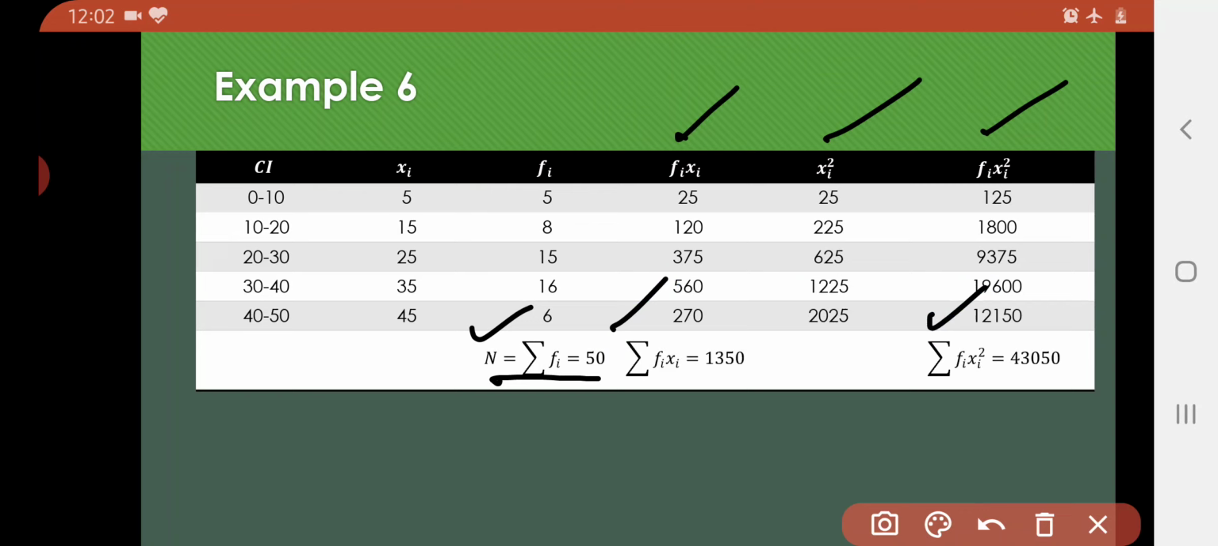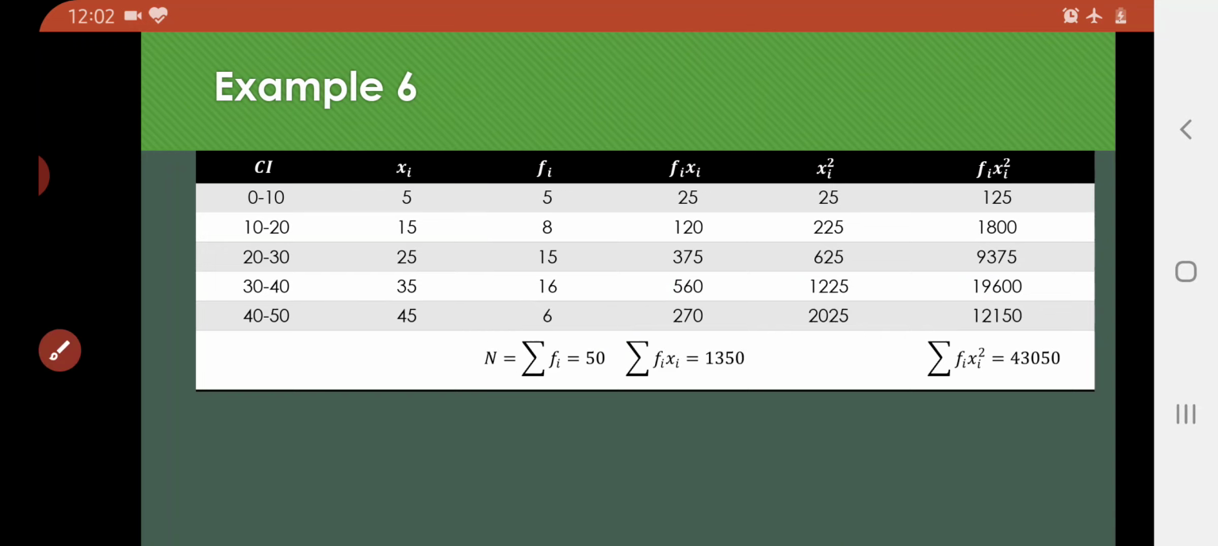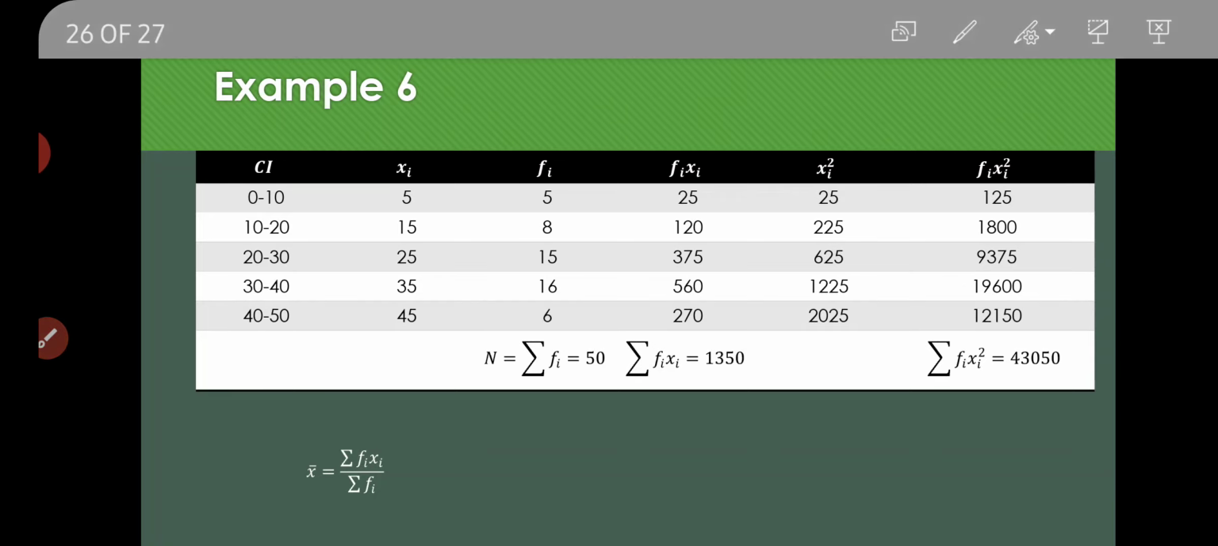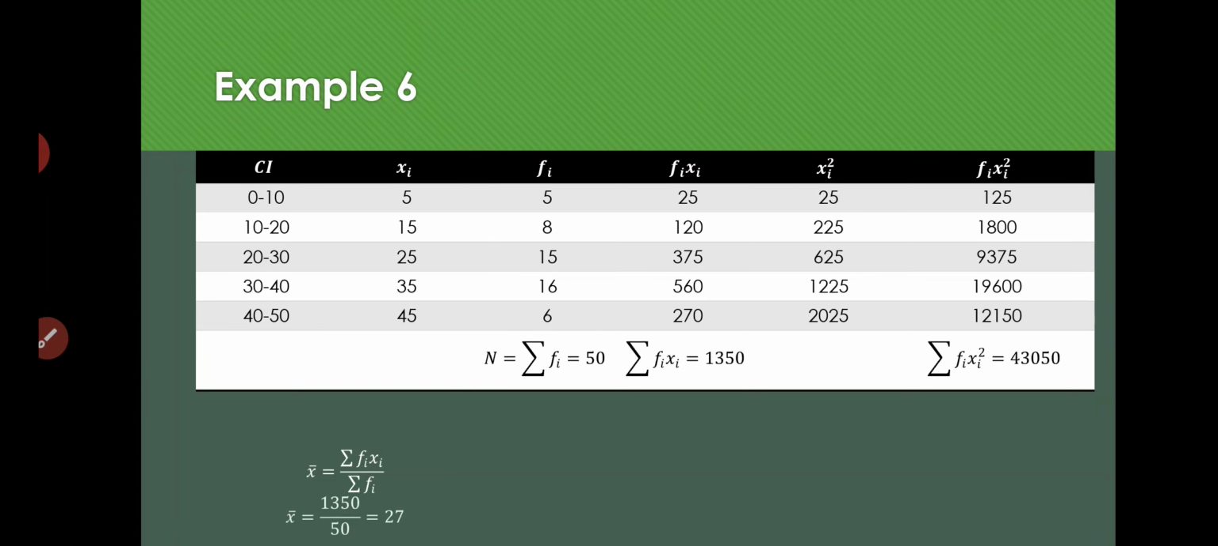Fine. Then the question is asking me to calculate the mean and the standard deviation. So let me first calculate the mean. Mean is basically this innocent formula, summation of fi xi by summation of fi, and that is your 1350 divided by 50, which is 27. Fine.